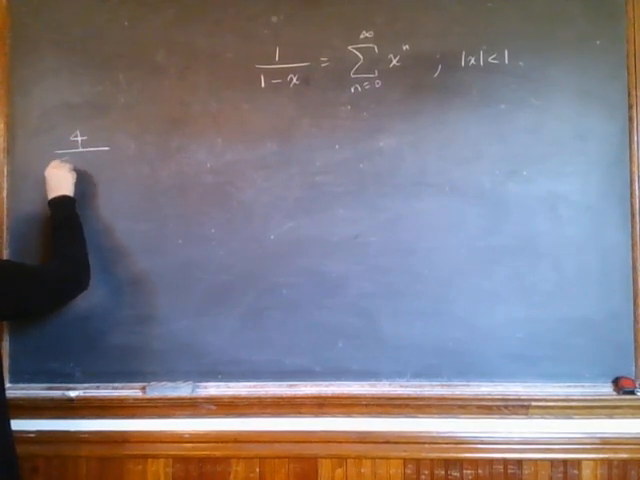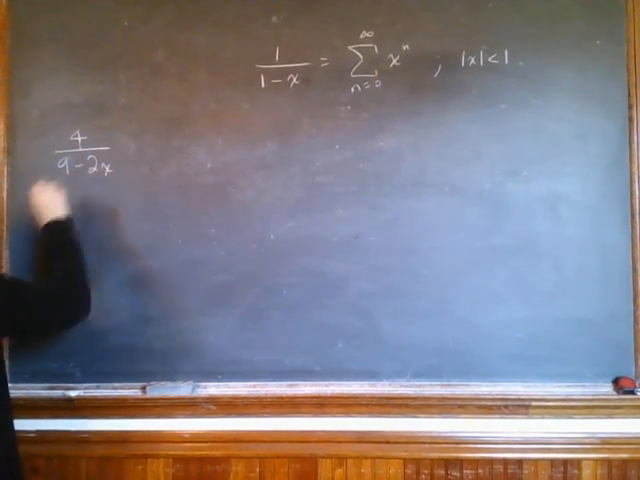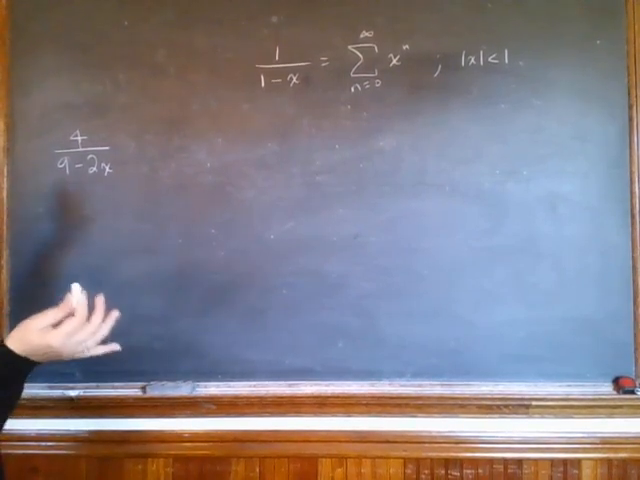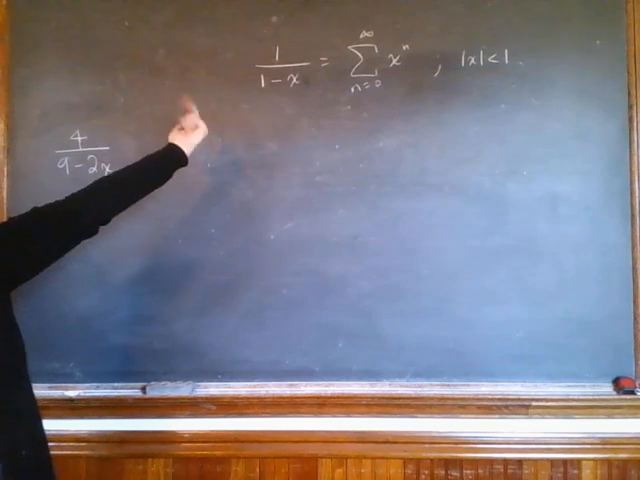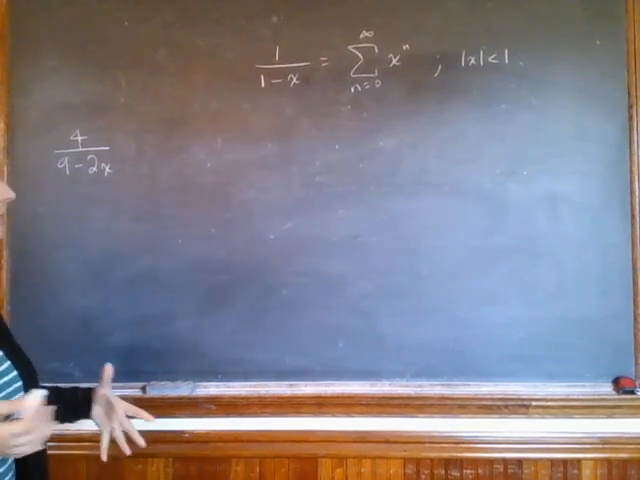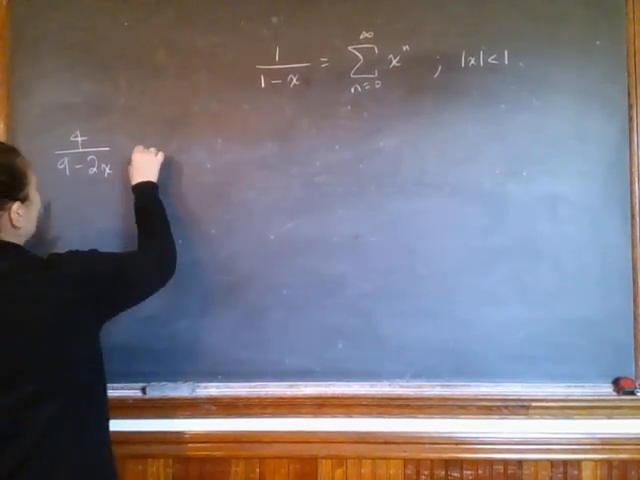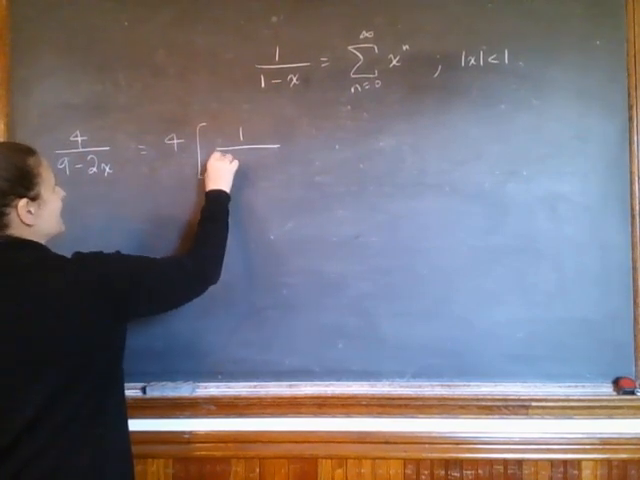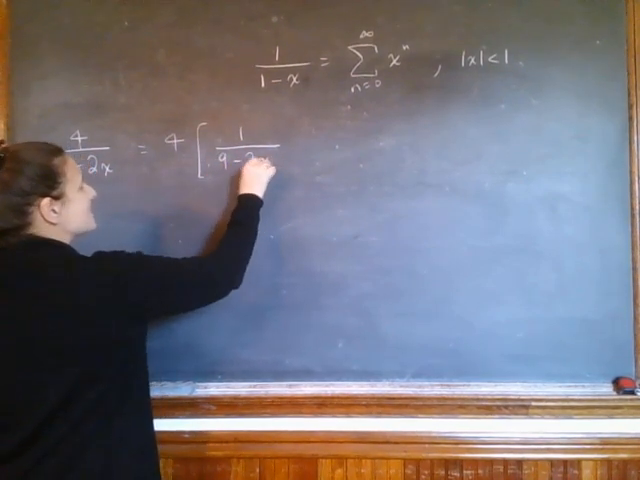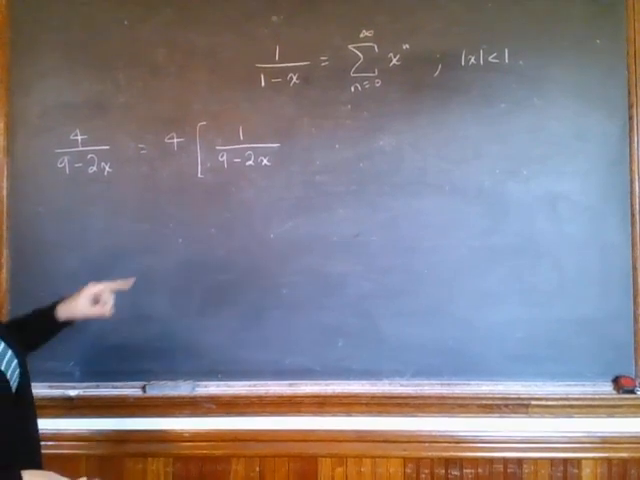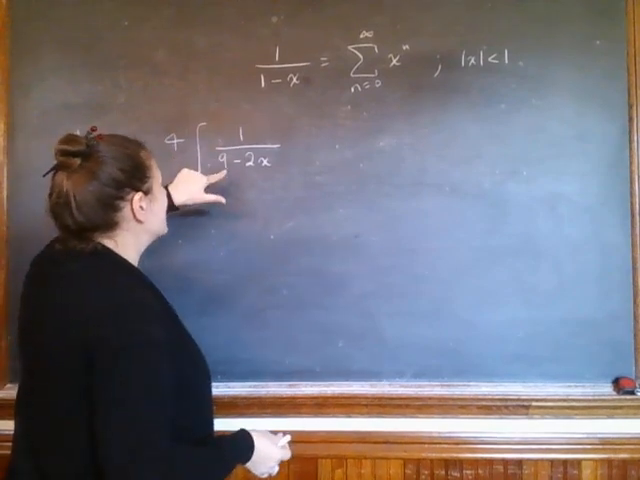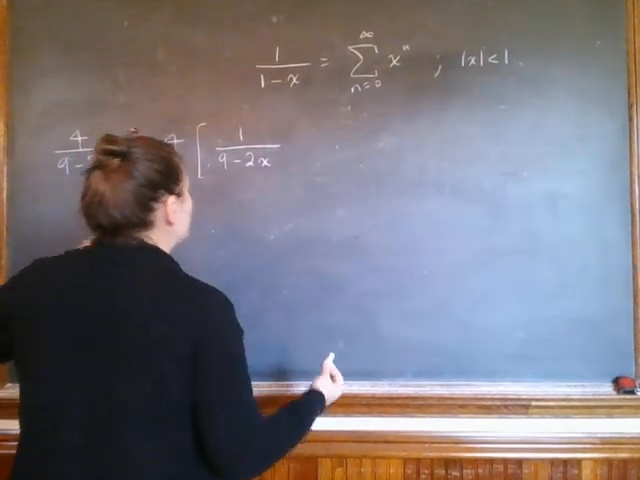Four over 9 minus 2x. All right. So here it's like that, but it's not like that, right? Because I need 1. So first of all, 4 doesn't matter. Like the x in the previous example, I'm going to pull that guy out here. Right? But this guy has to be 1. It's not. It's 9. So basically, I have to pull out the 9, right, as well.